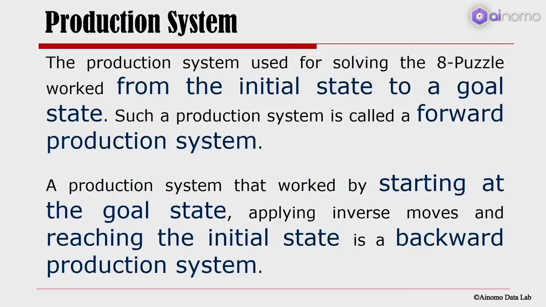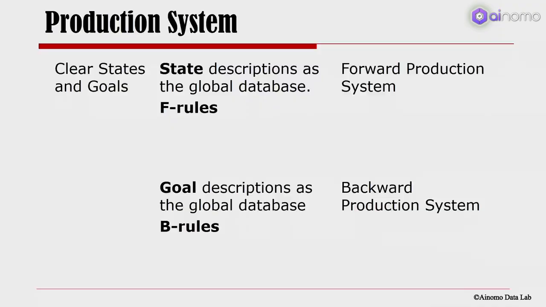A production system that works by starting at the goal state and applying inverse moves so that I reach the sub goal, I apply inverse rules, reach the sub goal again. In this case, I am going from the goal to the start. Such a production system is called a backward production system. So in terms of forward rules and backward rules, we could have two distinct types of production systems.